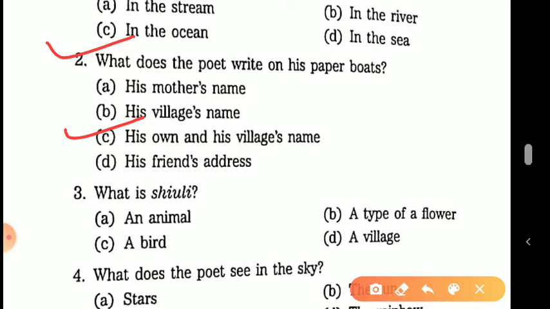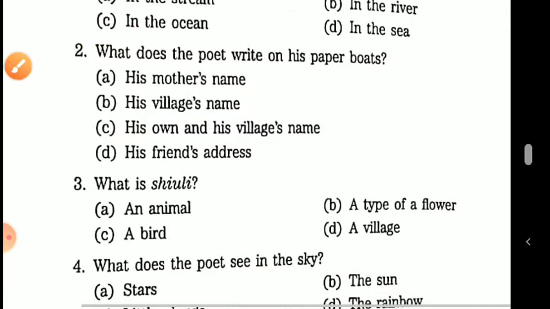What does the poet write on his paper boats? Answer: the poet writes his own and his village name on his paper boats because he wants the unknown person who finds his paper boats to know who the speaker is.